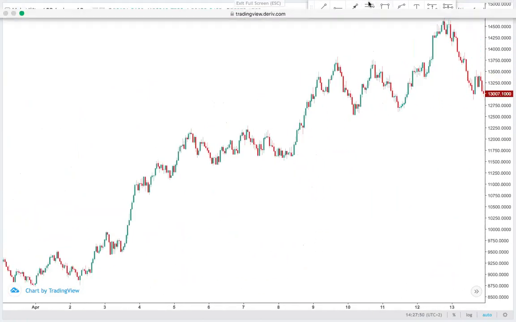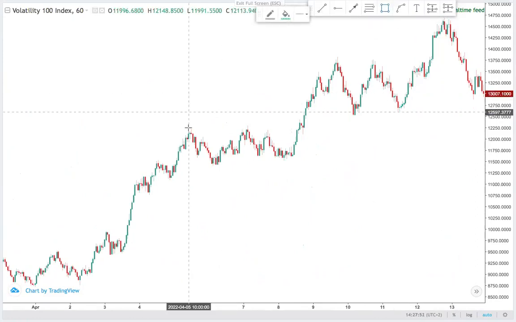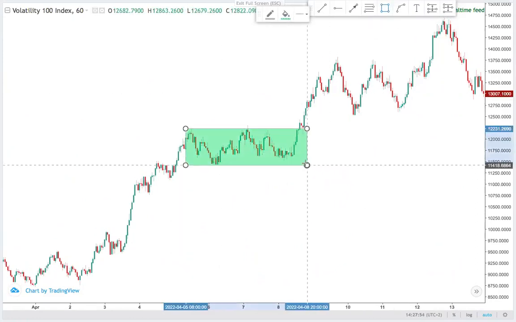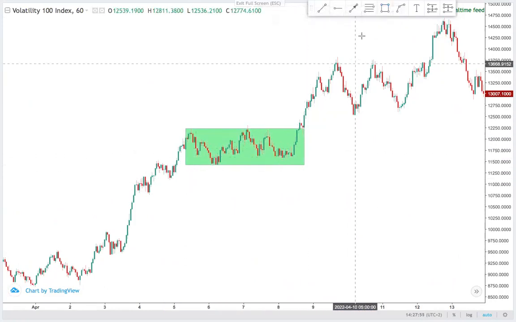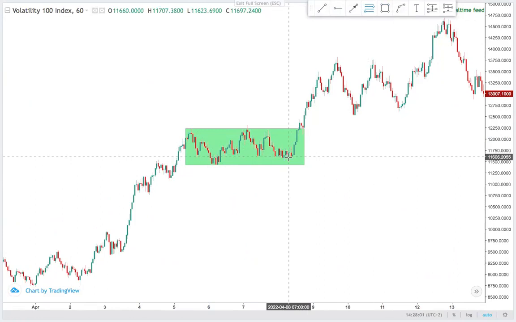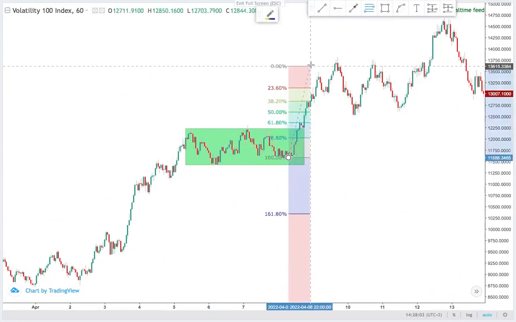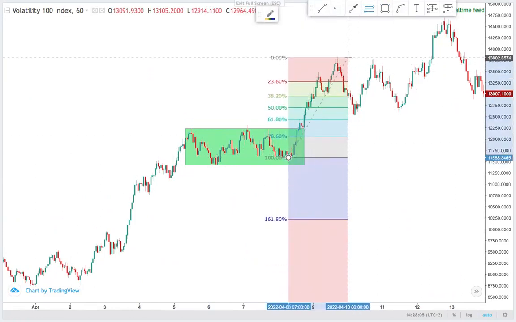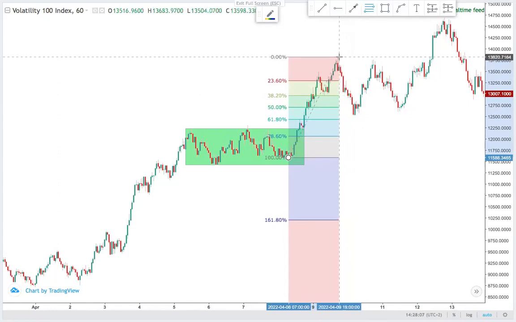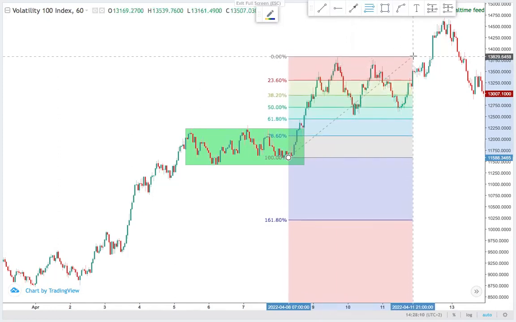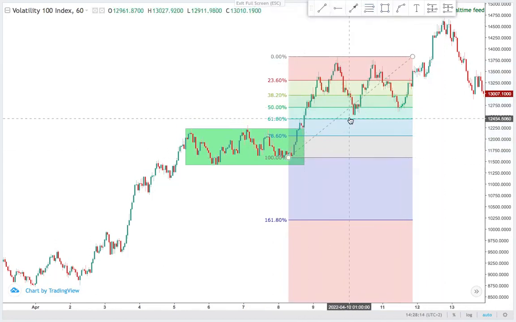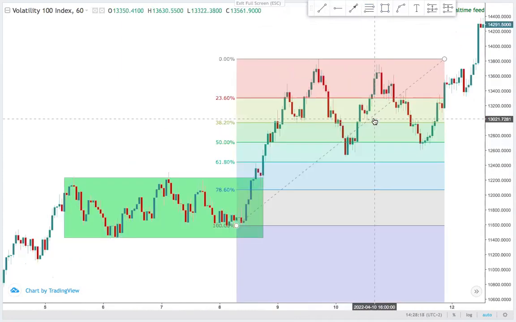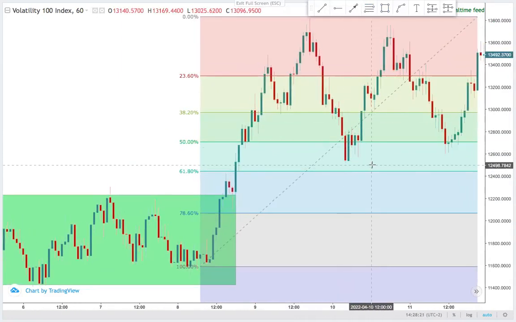For example, you are having this box right here. This whole box is a consolidation area. And then it happened that at this low, the market pushed to go up to this high. That's what the market did. And then what happened? The market went as low as 61.8 at least.